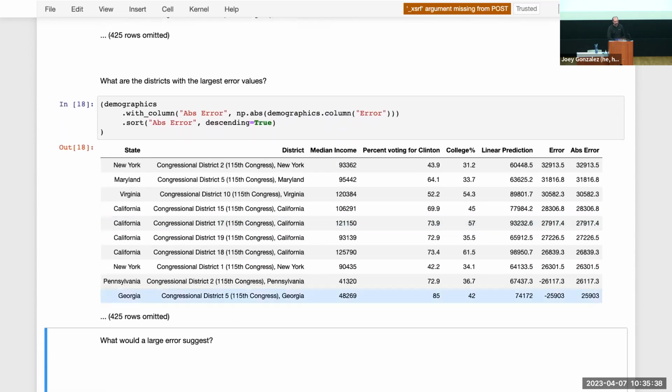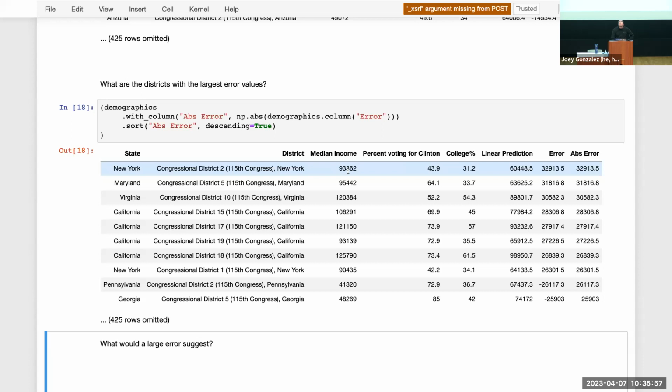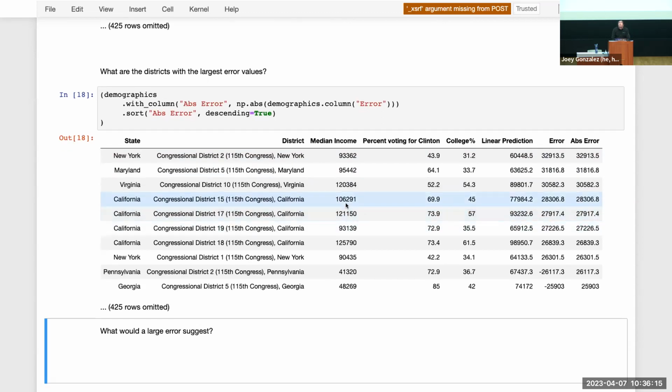Any guesses to what I'm seeing? New York. I'm going to guess it's New York City. It just has a very high median. Actually, that's not very high. Huh. It's a high error. Maryland, median income. Let's take a look at these. So this is District 2, District 5, District 15. So these have large errors. So my model didn't estimate the value correctly. You got California in here. So these are the higher incomes, yeah.